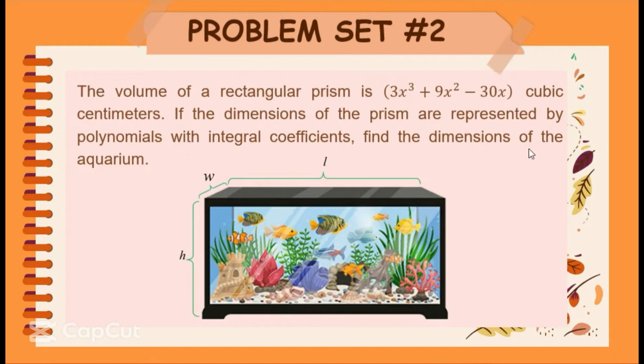The volume of a rectangular prism is 3x cubed plus 9x squared minus 30x cubic centimeters. When we have volume, okay, if the dimensions of the prism are represented by polynomials with integral coefficients, find the dimensions of the aquarium. When we say volume, tatlo yung hinahanap dyan. We have the length or yung haba, the width or yung lawak, at yung height, yung taas niya. So, ibig sabihin, ang volume or this expression should have three factors: the width, the height, and the length.